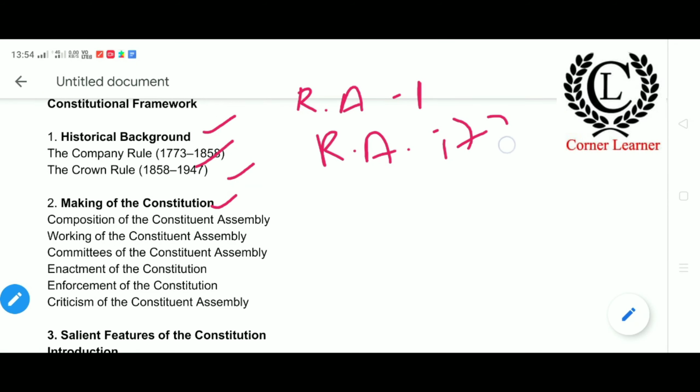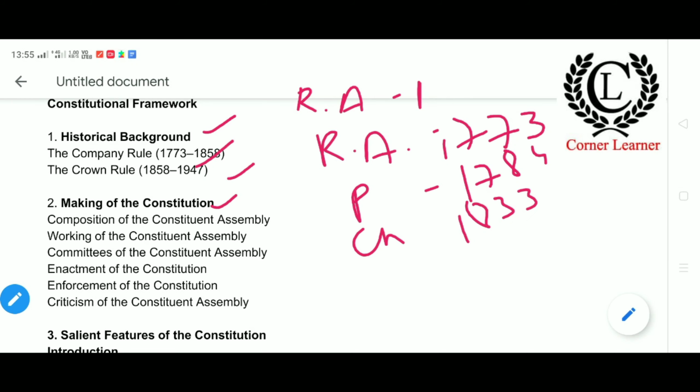1773, Pitt's India Act of 1784, Charter Act of 1833 and 1853, Government of India Act of 1858, and Indian Councils Acts 1861, 92, and 1909, also called the Parliamentary Reforms, and also the Government of India Act of 1919, that is called Montagu-Chelmsford, and next the Simon Commission, and also the Government of India Act of 1935 and the Indian Independence Act of 1947.